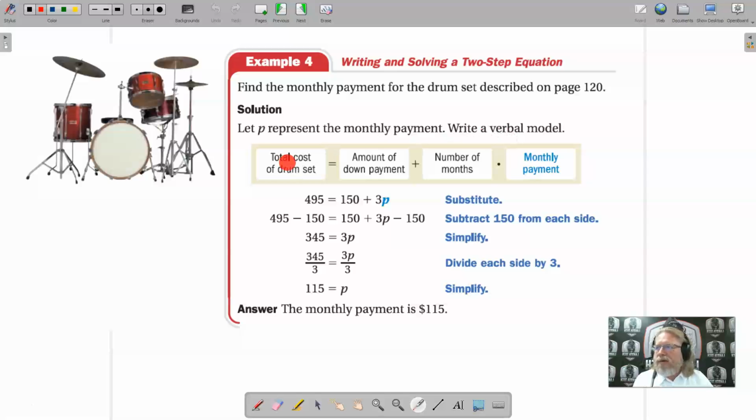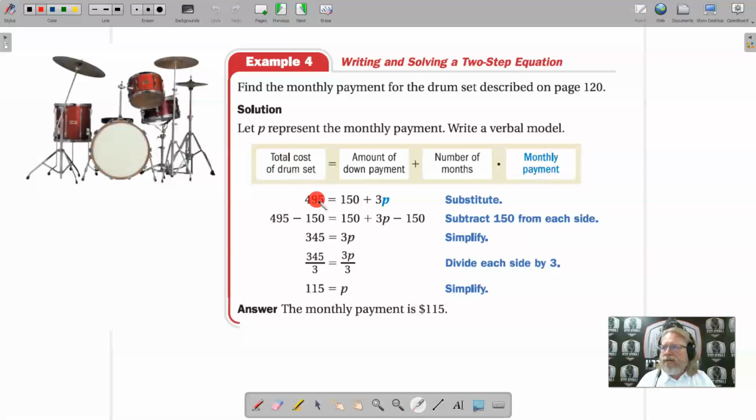So we're going to take the total cost of the drums, and the total cost of the drums is equal to the amount of your down payment plus all of your other payments. And remember, your payments are going to be the number of months and what your monthly payment is. Well, they've given us all the information except for what our monthly payment is. So let's plug in what we have.